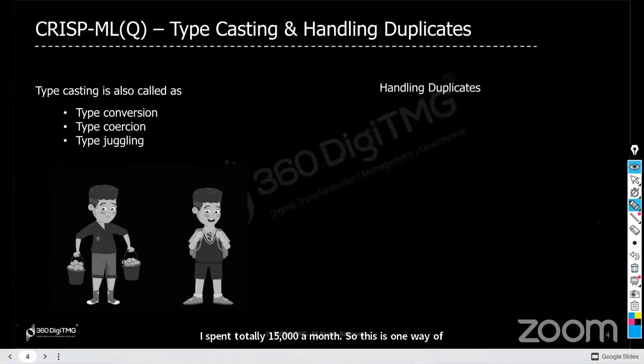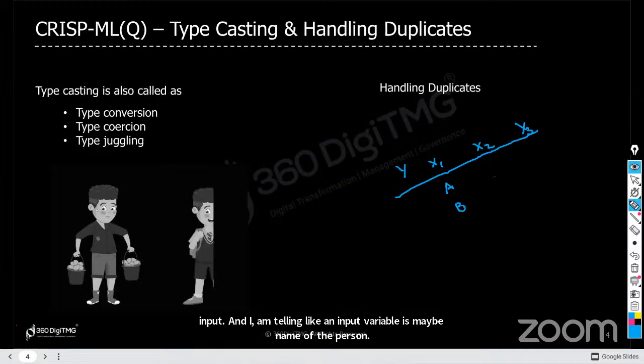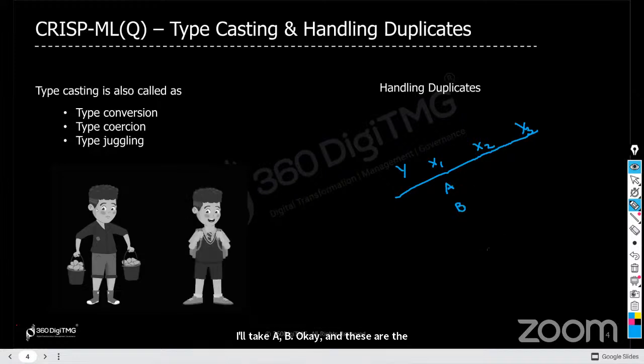What is the other way then? There are other ways as well. Suppose, imagine you have an output variable and multiple input variables. We'll talk about output and input variables when we discuss supervised and unsupervised learning. For now, understand the concept. Here there are output and input variables, and an input variable is maybe the name of the person. I'll take A, B. These are the names of the persons and so on.